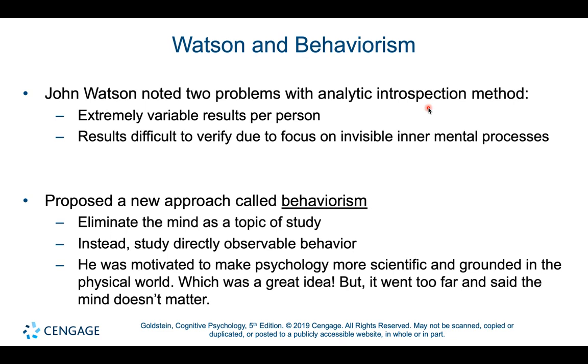So Watson said, enough with this nonsense. We need to just look at behavior. Because remember, as we said earlier, one of the problems with cognitive psychology, especially back in the 1800s and early 1900s, is we can't measure the mind directly. We can't see the mind. We measure behavior, and then we make inferences about the mind. And Watson said, that's not appropriate. All you can study is behavior because that's the only thing that we can see and observe.